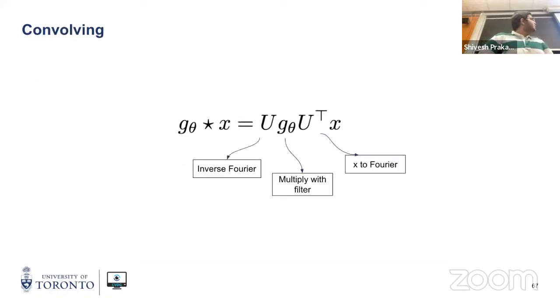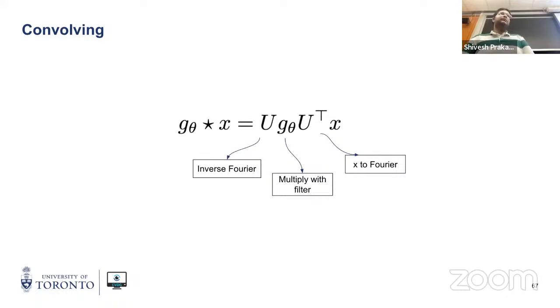Now this really solves our problem because we wanted to do G theta convolved with X. What we can do is first take X to the Fourier space by doing U transpose times X, and then we just simply multiply it with the filter, which was already defined in the Fourier space. And then we convert it back into the normal space by multiplying all of this with U. So this is how we solve the problem of convolving G theta with X. Anyone have any questions?